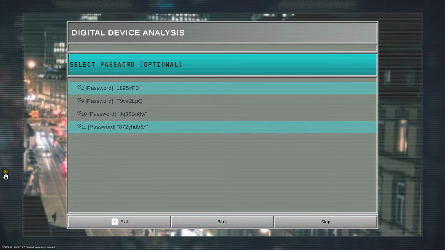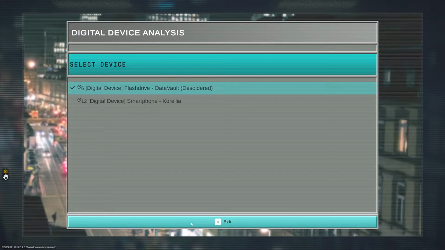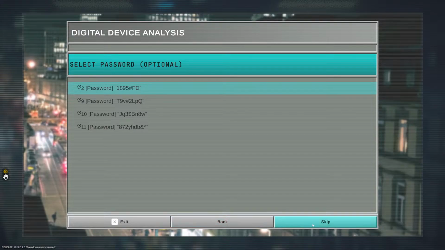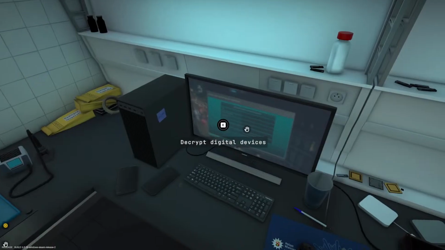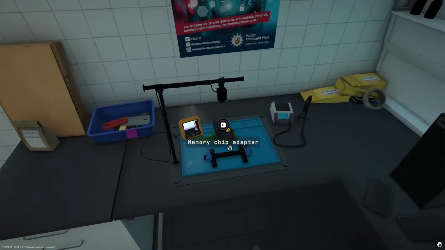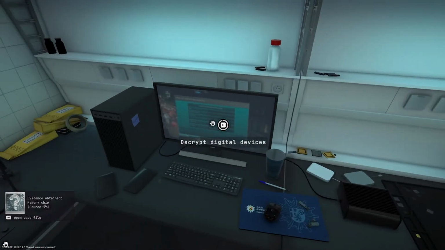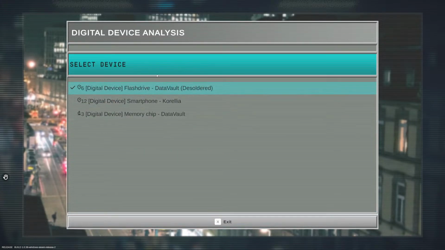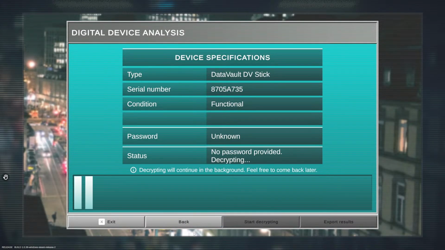Why can't we... Optional. Skip. Condition damaged. So that's damaged. Device is damaged. Alright. Okay, so we got that in evidence. Oh yeah, right here. Okay, that's where we had to pick it up. We had to pick the chip off. Okay. We'll skip that. We'll start decrypting this.